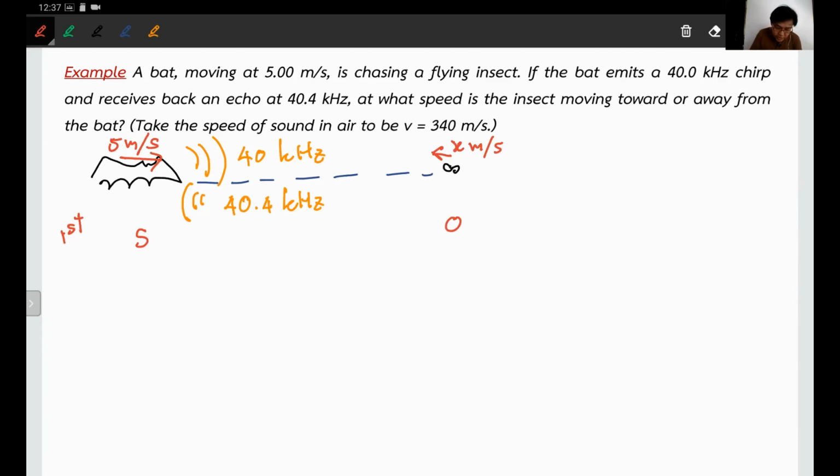Okay, so let's start from the first leg, the first half. The bat is the source and the insect is our observer. So I'm going to set up the frequency that's going to get observed to be equal to the ratio between those speeds times the frequency of the source. Okay, guys, what should be the sign in this case?